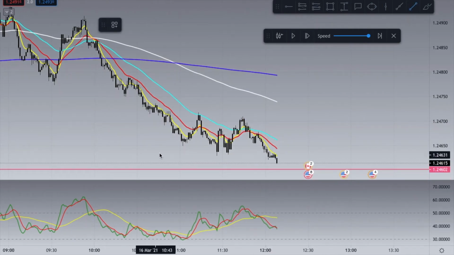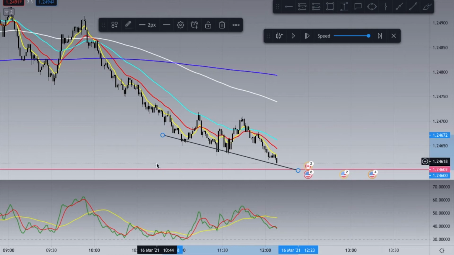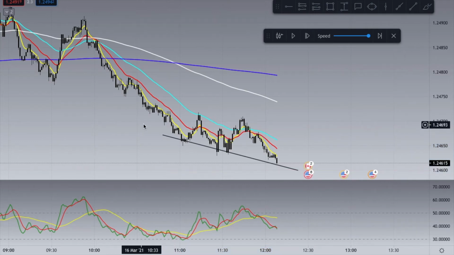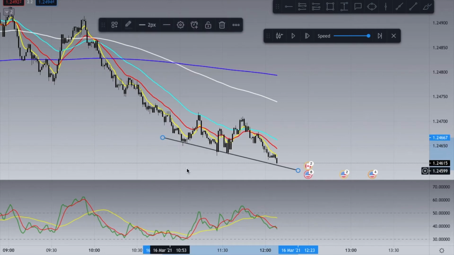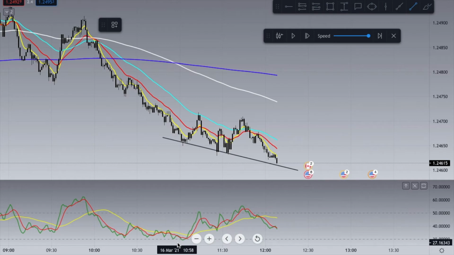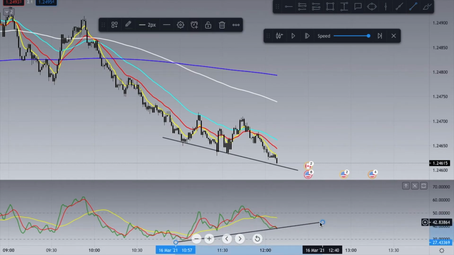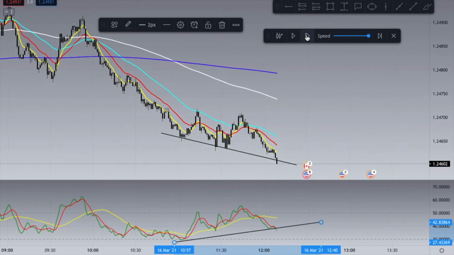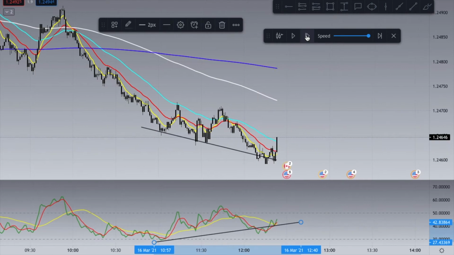I'll mark it so it's very clear. Yep, so you can see lower low, lower low, lower low, lower low, and the RSI is the opposite. Low, higher low, higher low. This one is a bit lower, but the trend is upwards, right? And this is trending downwards, so that is what we call divergence. And if we let this play just a little bit more, right?